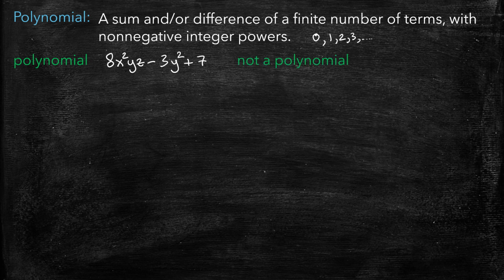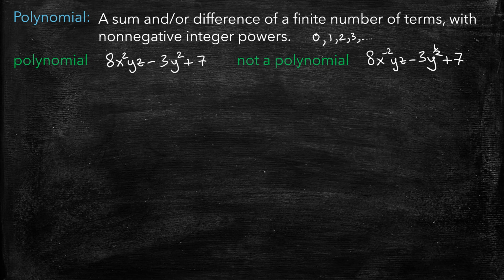What could we do to that to make it not a polynomial? Well, we could make that exponent of squared -2. Or we could make the y squared, let's see, y to the 1/2. And we automatically violate what it means to be a polynomial. Now we are going to be looking at polynomials in one variable for this study.